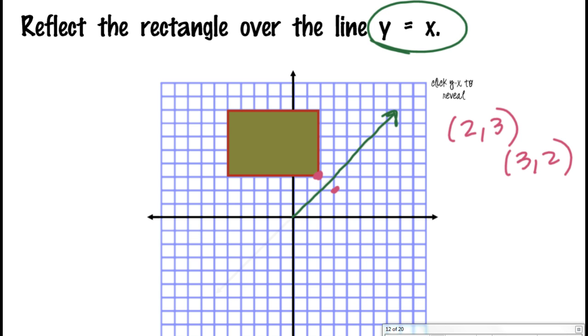I'm going to change colors. Let's do this point next, right here. What are the coordinates of that point? 2, 8. So Freaky Friday, switch places: 8, 2. So now we need to plot 8, 2.